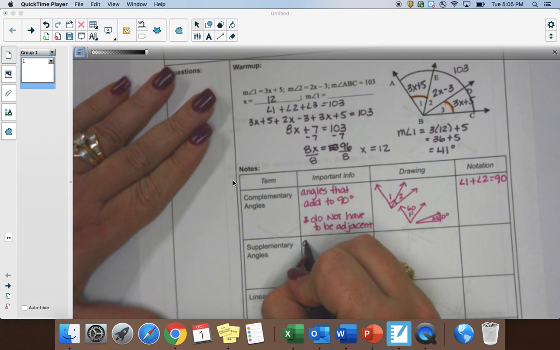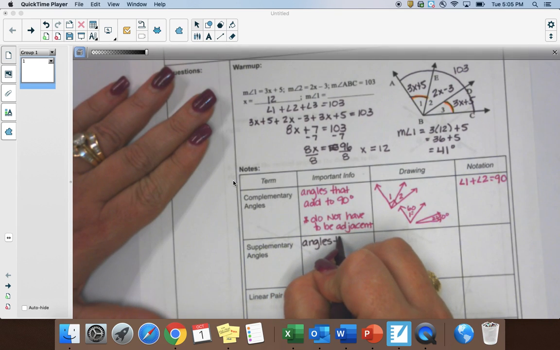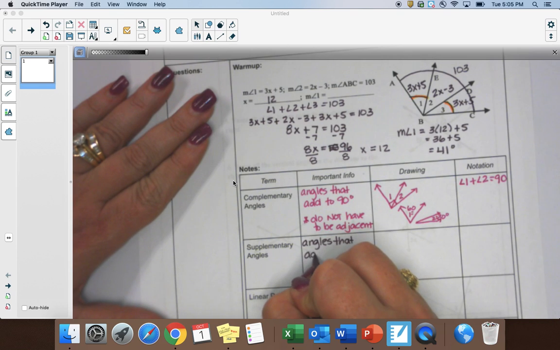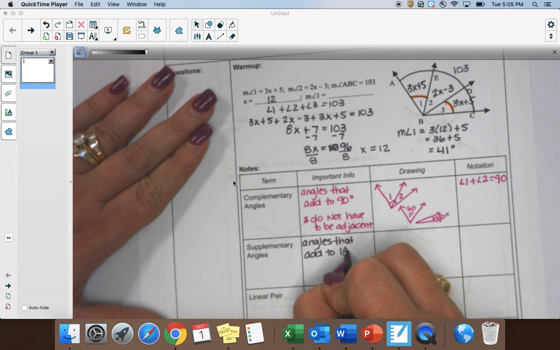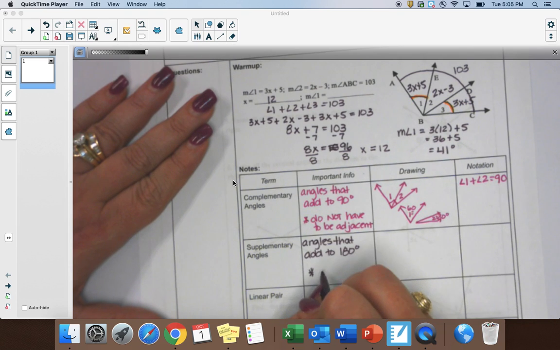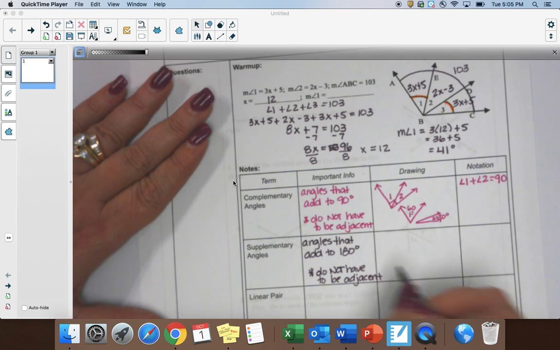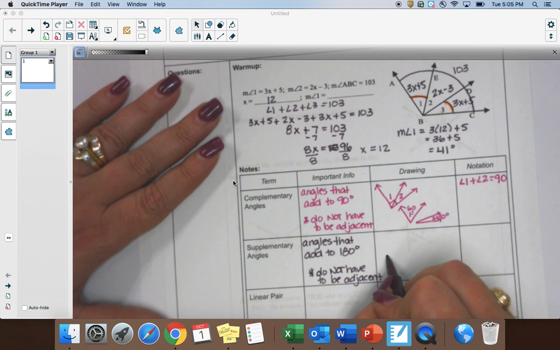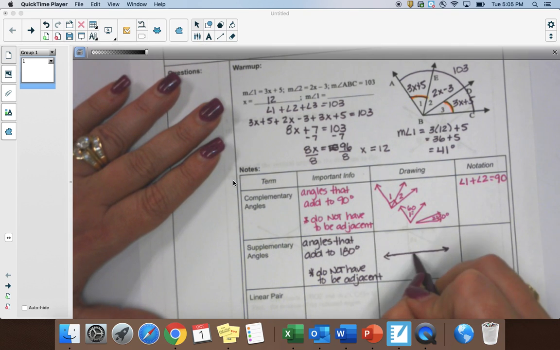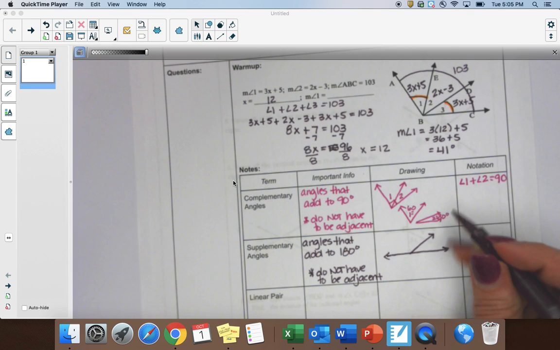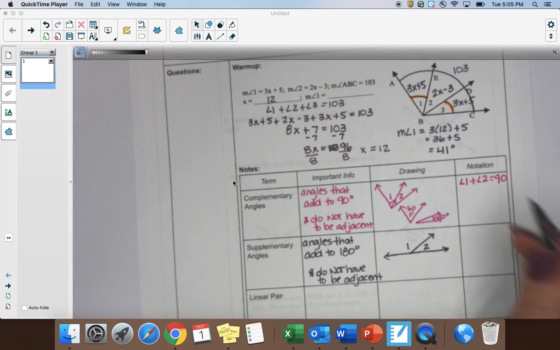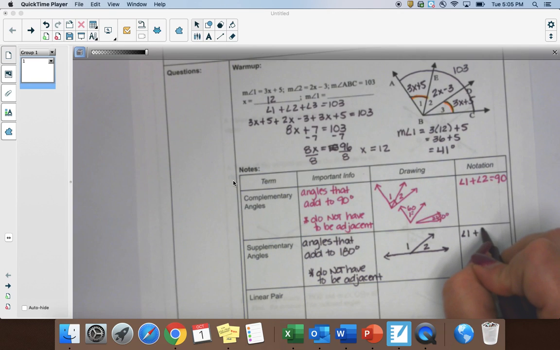Okay, then we also have supplementary angles. Supplementary angles are angles that add to 180 degrees. Again, they don't have to be adjacent, so they don't have to be touching. Okay, they might look like this. This is the most common way that we see angle pairs that are supplementary. We'll call that angle 1 and angle 2. So we can say angle 1 plus angle 2 in this case equal 180 degrees.